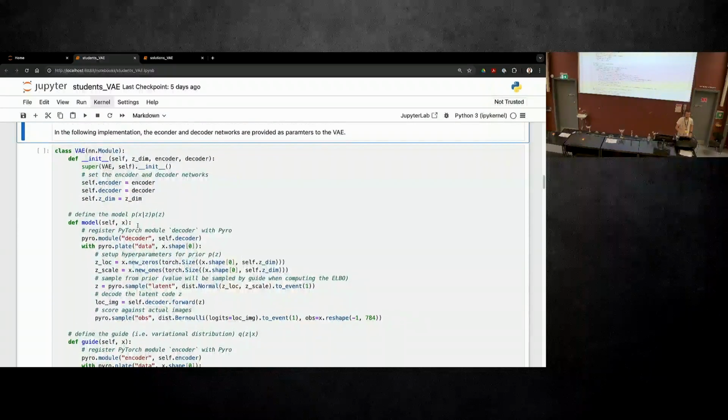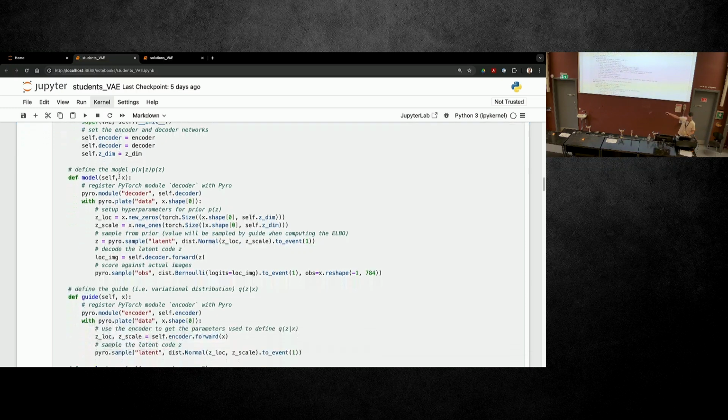Here we are defining the overall architecture of our variational autoencoder. It inherits from the PyTorch neural network module. It takes as input the dimensionality of the latent space, and an encoder and a decoder that are being assigned here, and we are going to specify them later on. So for now we just assume that we have an encoder and a decoder network.